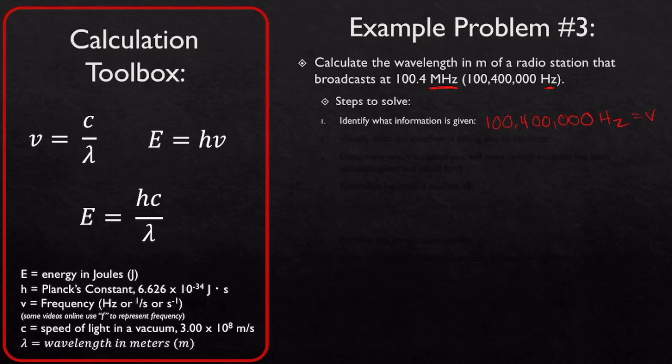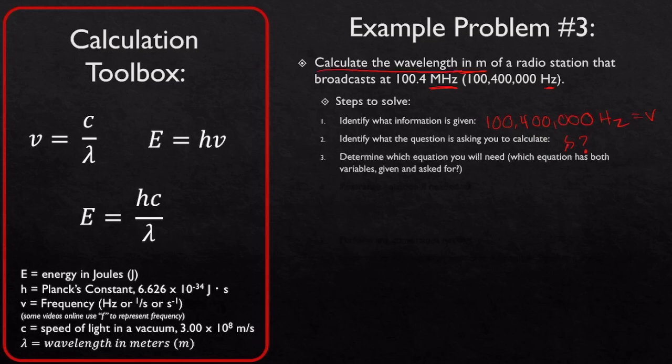So I'm being given frequency, and it says identify the question, what the question's asking me to calculate. Well, it says calculate the wavelength. So I'm looking for wavelength, and it specifically says in meters. All right, so I'm calculating the wavelength in meters. So wavelength is what I'm looking for, and it should automatically give me the wavelength in meters. That just means don't convert it to nanometers or something else.